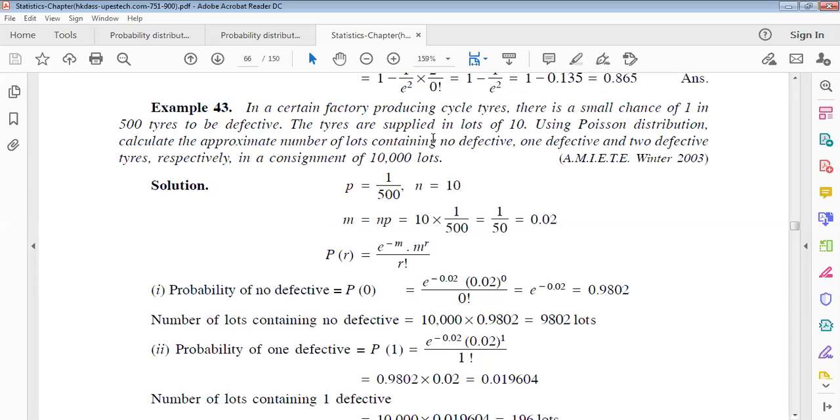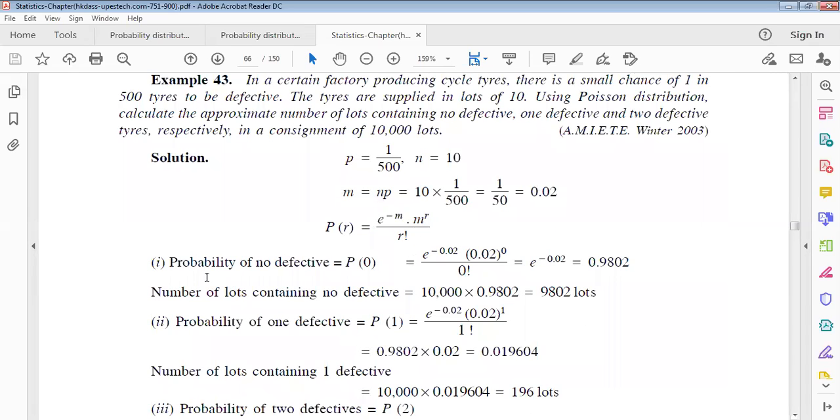The tires are supplied in lots of how many tires? Actually 10 tires. So we know mean equals np. This is why we get 0.02 as the mean. Now we know the probability density function for the Poisson distribution is e to the power minus m into m to the power r by r factorial. Now for the first case, probability of no defective, that means probability of 0, we have to find out. Just putting r equals 0, we get the result.